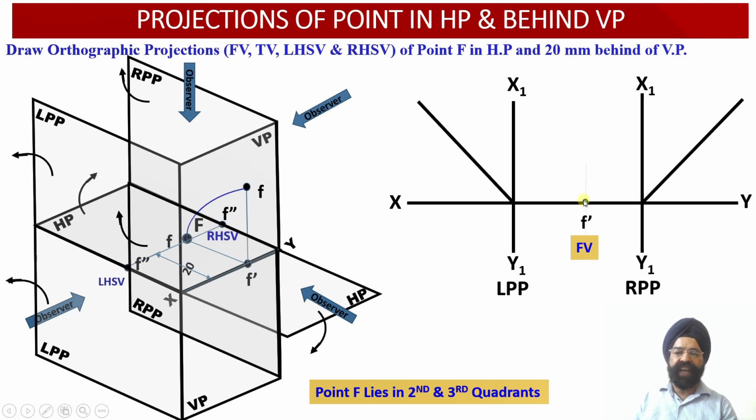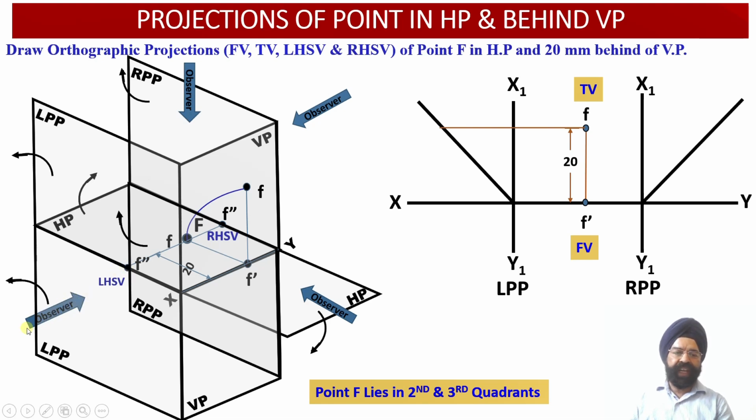So from point F dash we have taken a distance of 25 millimeter above the XY reference line, and we have been able to locate the top view projection of this point F onto the horizontal plane, because it is the horizontal plane which has been rotated to merge or coincide with the vertical plane. Now let us obtain the side view projections of this point F. First of all we are going to obtain the left hand side view projections of this point.